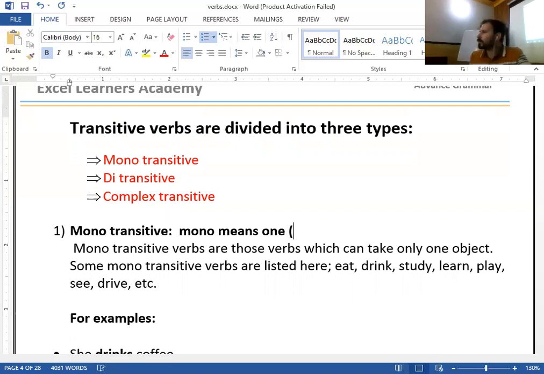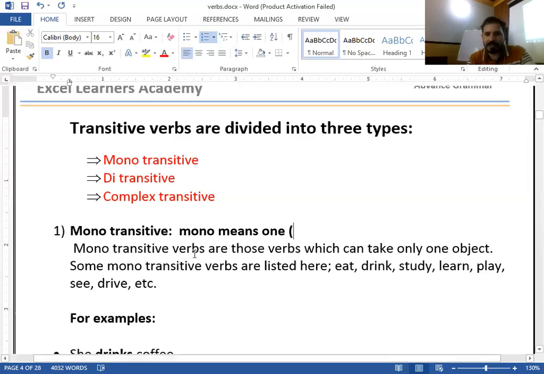Mono means one. So if a verb takes one object, how many objects? One object. That is called what? Monotransitive. First you know it is a transitive verb, then after the verb there is one object. Then it is monotransitive.